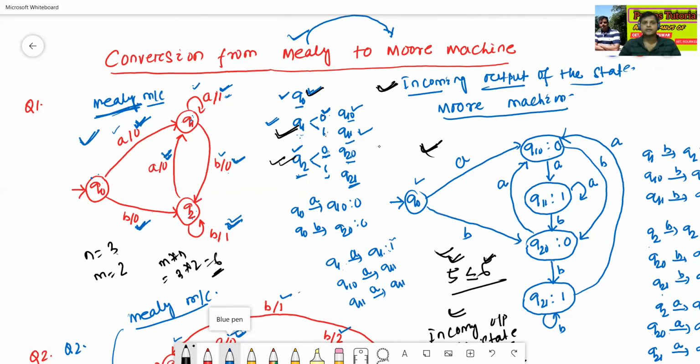Okay. This is the end of conversion from Mealy to Moore machine. Also, this is the end of the entire finite state machine. In the next class, we will see how to recognize whether a language is regular or not.